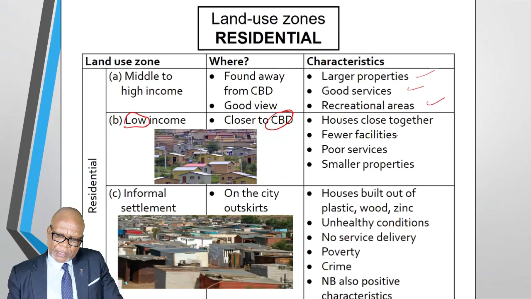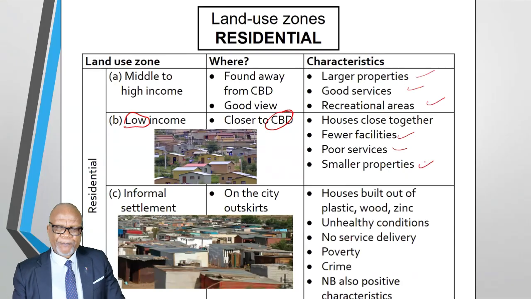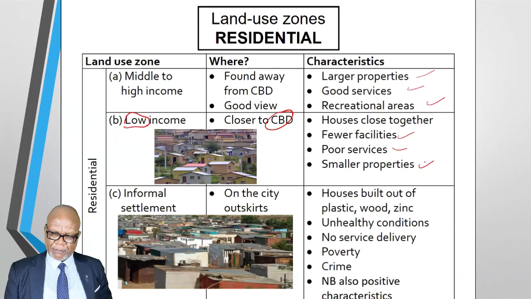Houses are closer to each other. There's fewer facilities. There's poor services and there's smaller properties. And the properties look more the same. So you could be asked to give characteristics of low income or high income residential areas. And then we have informal settlement. Informal settlement also has two characteristics.